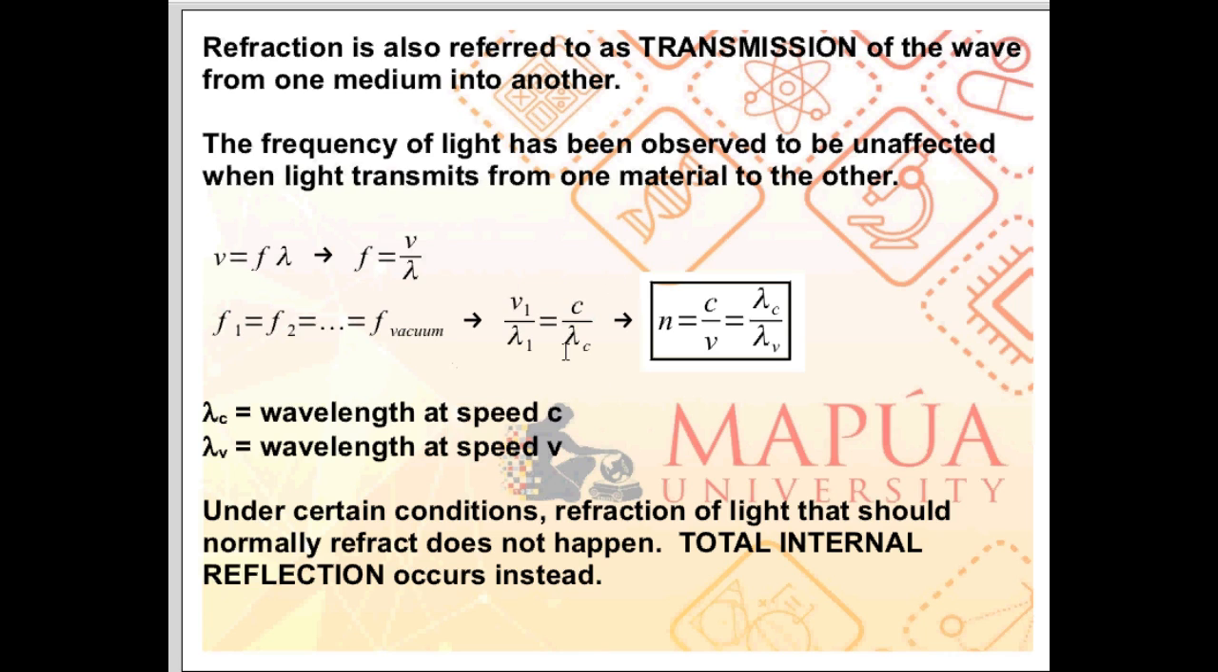We get the following relationship. V1 over lambda 1 is equal to C over lambda C. Rearranging, we can get another equation for the index of refraction. N is equal to C over V is equal to lambda C over lambda V. Lambda C is the wavelength of the light as it travels in vacuum, while lambda V is the wavelength of the light as it travels through the medium.